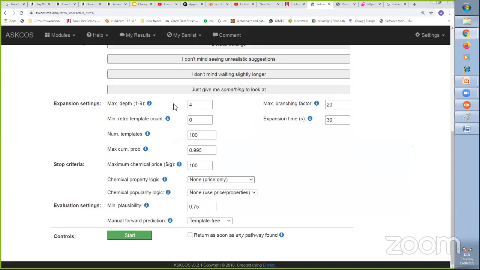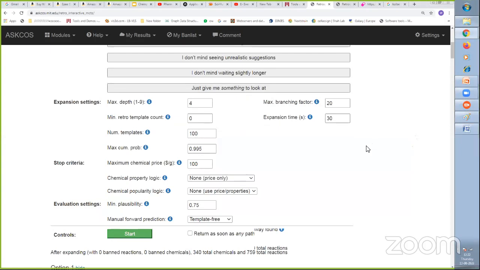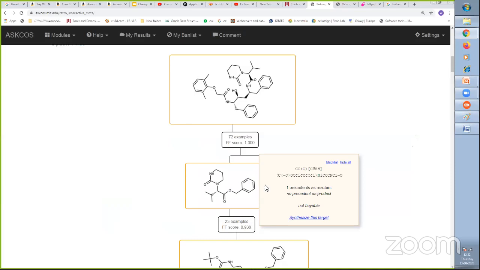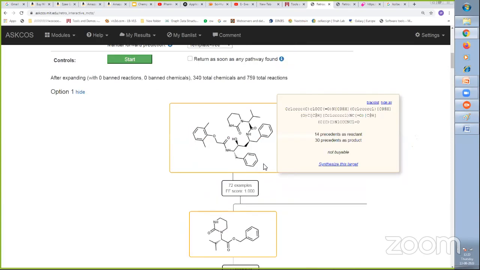Now what I do, I go here. All these things you understood now. You go and start here. So this is the lopinavir, and this is the synthetic route. Because it's not viable, you have to synthesize this target. That is also shown here. Can you see?